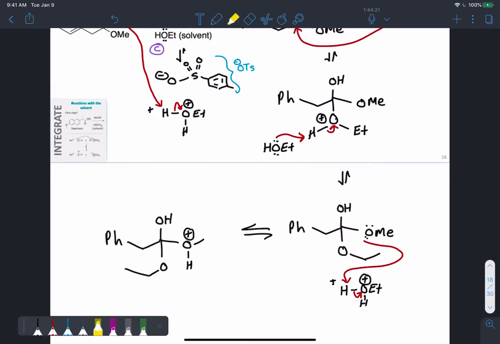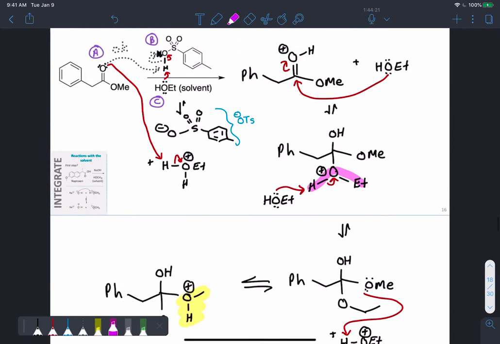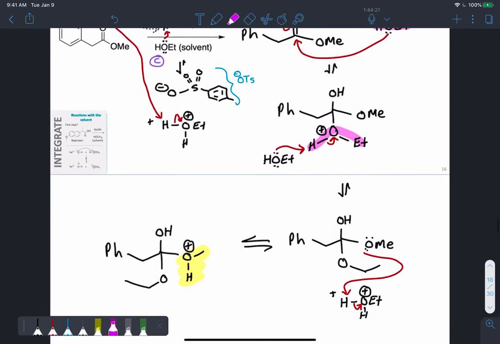Okay, and so now we have a possibility to compare the two possible leaving groups. So there's the methanol leaving group, and earlier on we had, maybe I'll put that in a different color, we had the ethanol leaving group, and we can track that ethanol all the way through the reaction mixture.